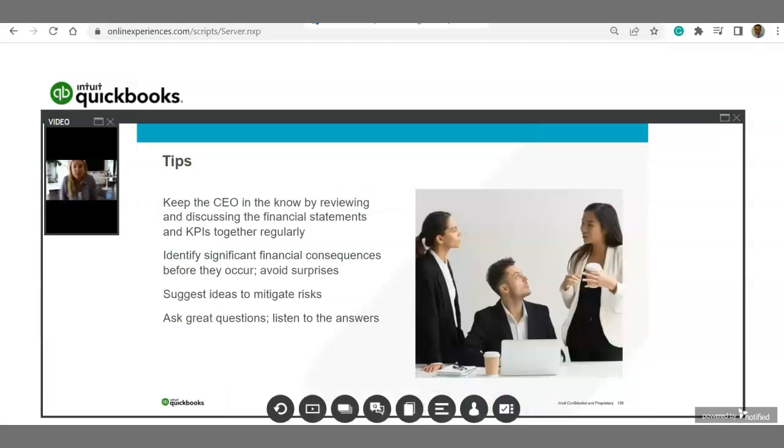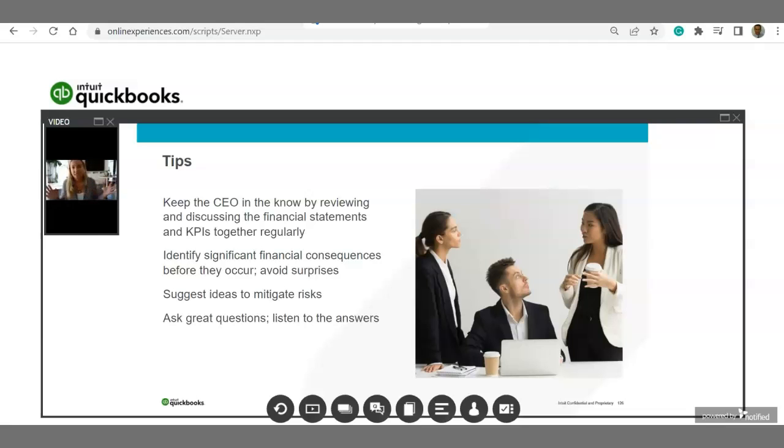So as the advisor, you're keeping the CEO or the executive leadership team in the know by reviewing and discussing financial statements and KPIs with them regularly, reading the balance sheet and the P&L together, discussing why revenue is down but profits are up, or why profits are up, the cash is down, or if the business is too asset heavy. You can ask them questions. You can read the P&L and balance sheet together and ask them what's happening in the business that might be causing this. And you can sometimes identify significant financial consequences before they occur, and help the business avoid surprises.